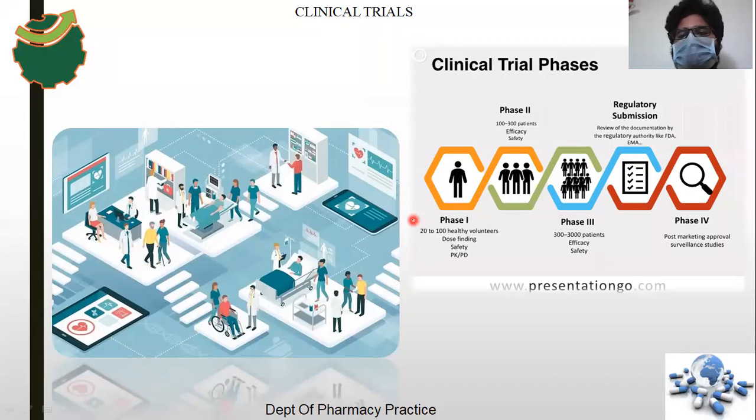This one is a brief about your phases. Phase one will be using 20 to 80 healthy volunteers. We'll be finding out the dose to see the safety and PK/PD of the drug, which means to see the pharmacokinetics and pharmacodynamics of the drug, to see the safety of the drug, and to find out the dose. So here, dose means, generally, when we see in phase one, what happens?